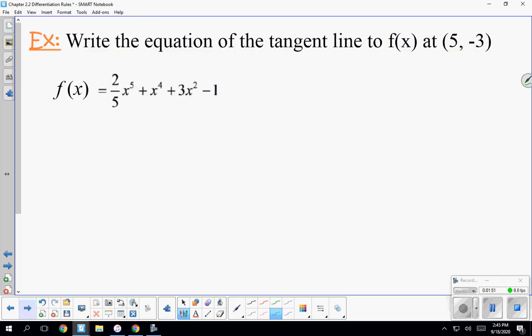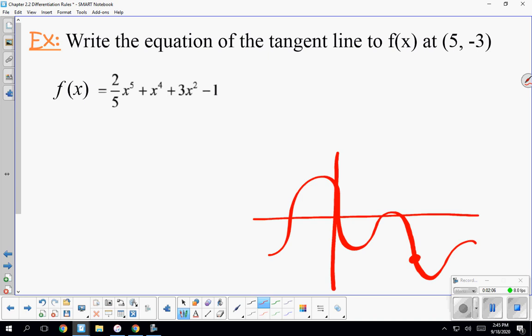So let's go ahead, we're going to take what we learned in the last video, and now we're going to write the entire equation of the tangent line. So remember, a tangent line is linear. So we have a function, and at the point (5, -3), this is a cubic function, so it's going to have lots of curves in it. And we want to find the equation of the tangent line at that point. So we need the equation of that blue line. Because a tangent line is straight, we need to use the formula for a linear function.